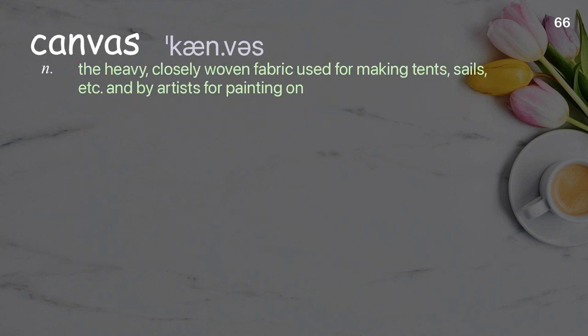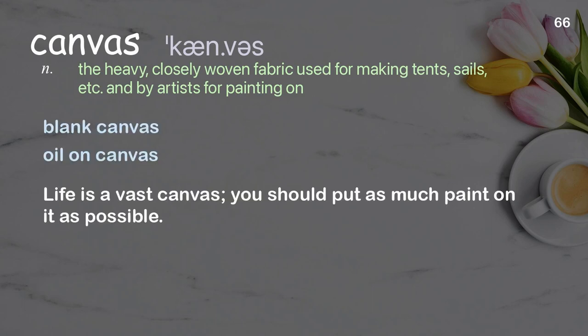Canvas. Heavy, closely woven fabric used for making tents, sails, etc., and by artists for painting on. Examples: blank canvas, oil on canvas. Life is a vast canvas, and you should put as much paint on it as you can.